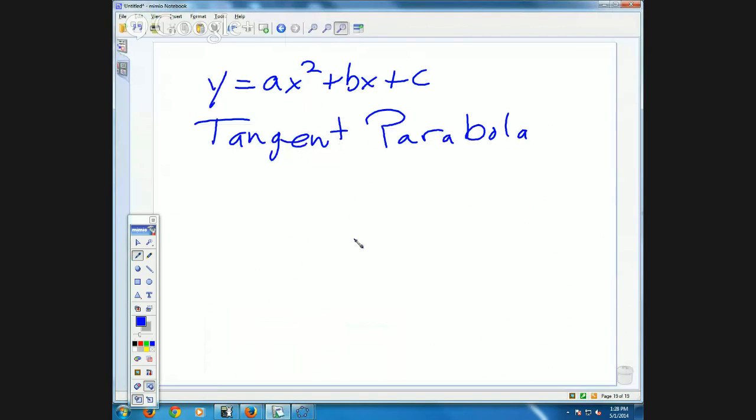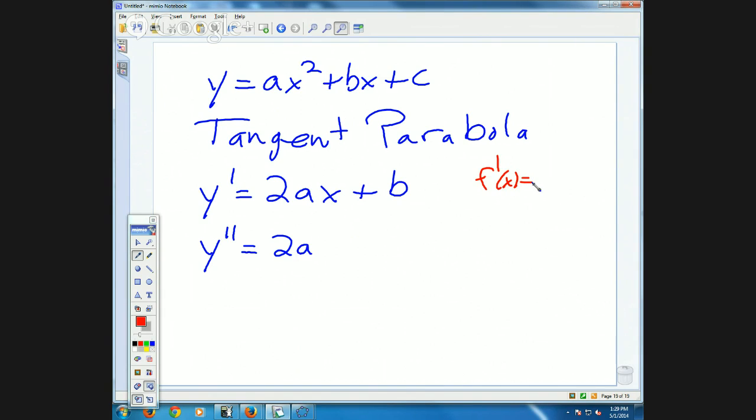Anyway, we need to find the second derivative of this guy here. Well, y prime is equal to what? 2ax plus b. And y double prime would be, hey, 2a, that's nice. Now, we want the exponential function to have the same concavity when x is 0. So we need to find the second derivative of our e to the x function. F prime of x is what for e to the x? What's f double prime? E to the x.